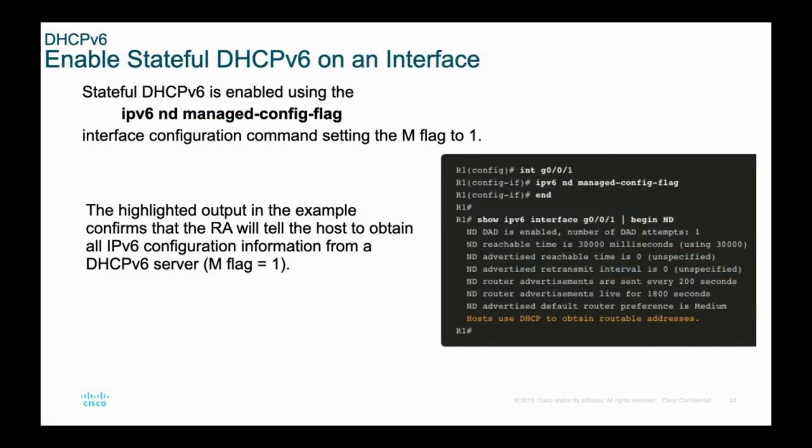Okay, so how do you enable stateful DHCPv6 on an interface? They already show it here. To enable stateful, or to turn on the M flag, you just need to do IPv6 nd managed-config-flag. For other, it is the other-config-flag, to enable O. For M, it is the managed-config-flag. For A, it is the autoconfig flag. So that's all.